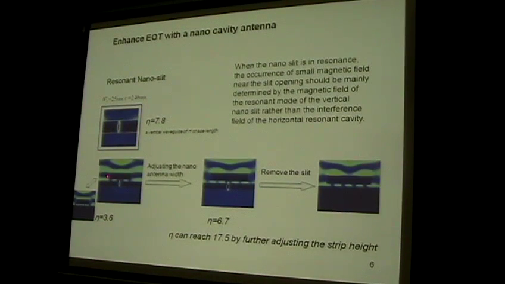Now if we put the gold nanorods on top and form a horizontal cavity, and then we adjust the nano antenna's width and thickness, we can improve it further.